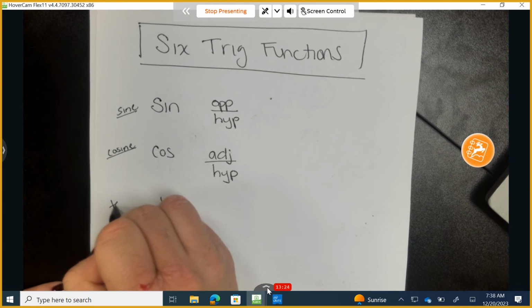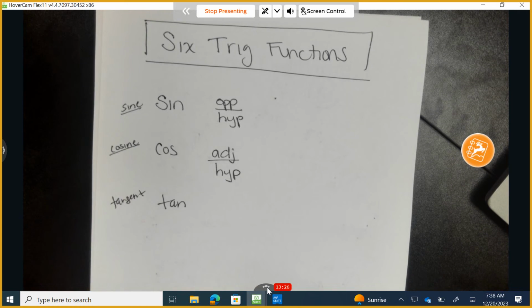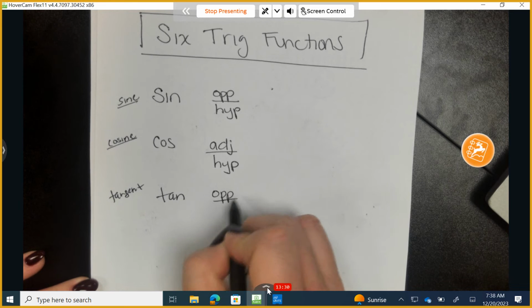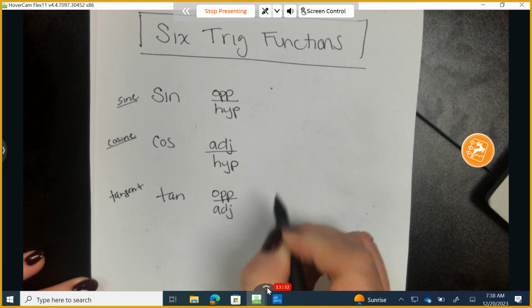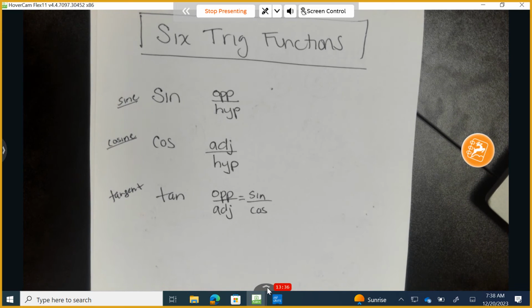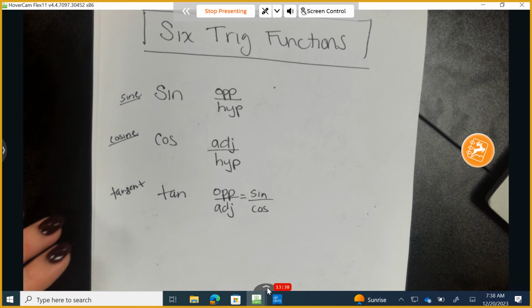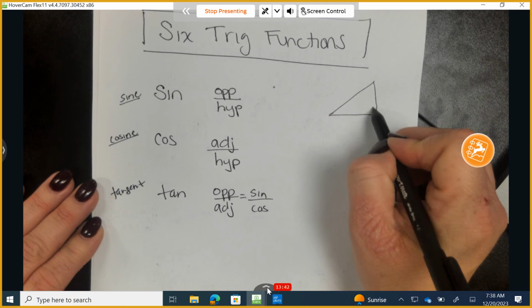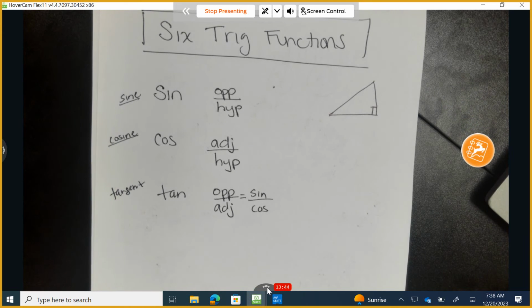And tangent, there's a couple different ways we can think of it. We can think of it as opposite over adjacent, or we sometimes say sine over cosine because these are equivalent. Now, I do know that most students in here are comfortable with the word opposite and the word hypotenuse. Adjacent sometimes is confusing for them.